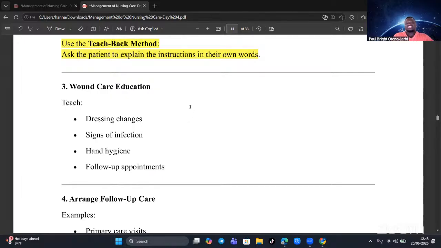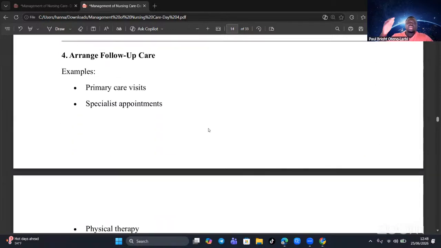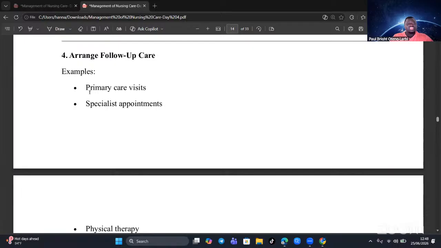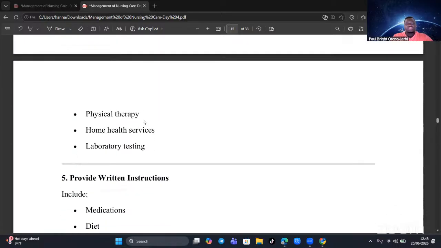You do it. So, wound care education. Yes, the patient has a wound going home. Discharge dressings or dressing changes, any signs of infection, hand hygiene, follow-up care, and all this. Arrange follow-up care. So all these people will be contacted: the primary care visits, specialist appointments, physical therapies, home health services, laboratory testing in the house.